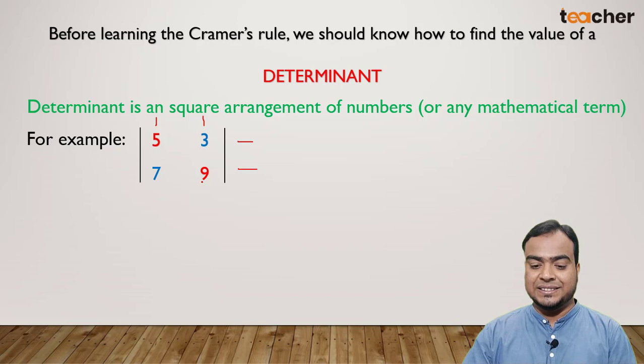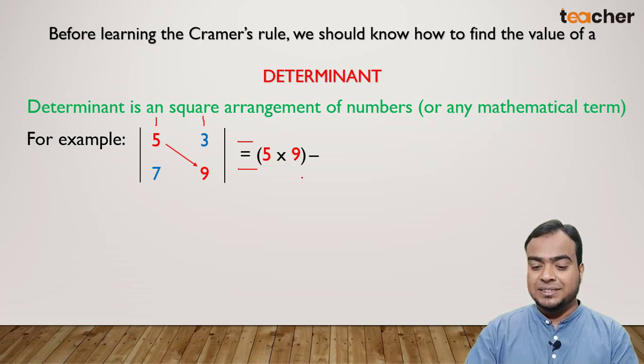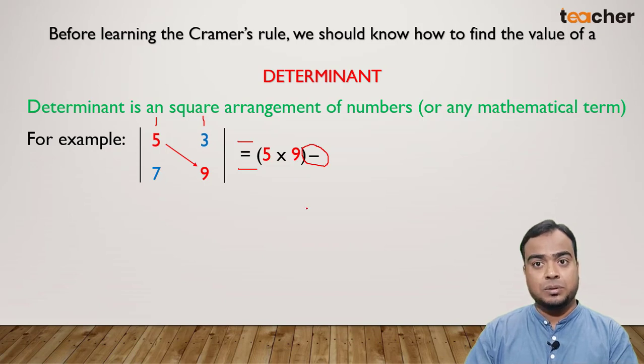Now see this example. First of all we will multiply 5 into 9. We will find their product. After finding their product, we will put a minus sign, meaning we have to find their difference. This minus sign is actually part of the formula. It does not belong to any number. You should keep this in mind.